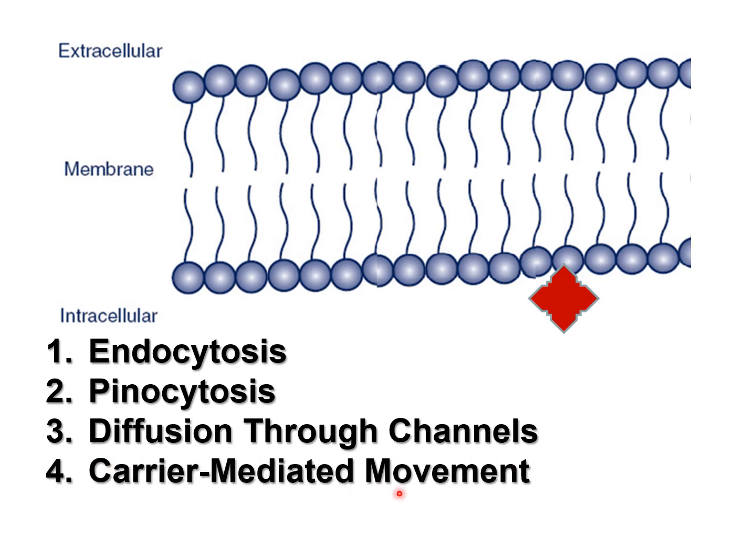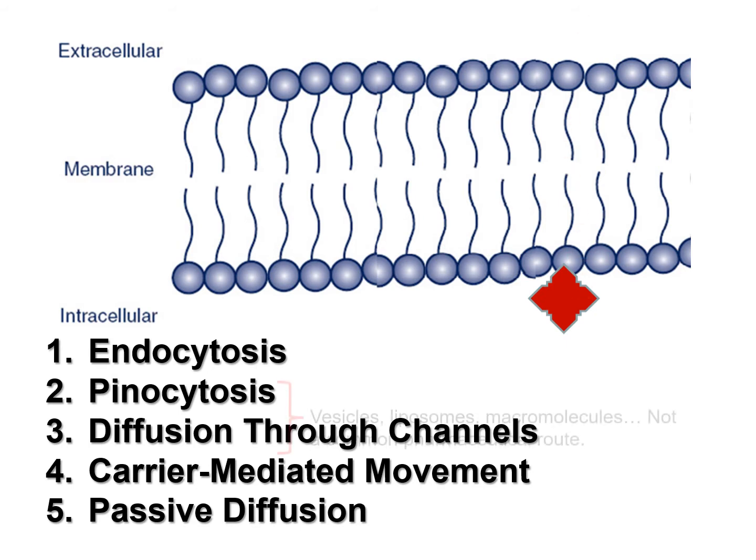Maybe it's brought in by a carrier. It's like a channel, only it's a protein that makes it possible for a molecule to move across a membrane. They tend to be more specific. They're much more like enzymes than they are like channels. And then lastly, we have just straight up passive diffusion. Like this molecule right here got in basically by passive diffusion.